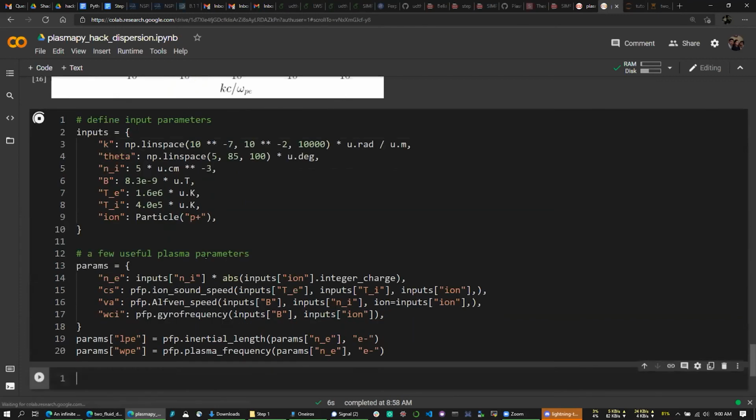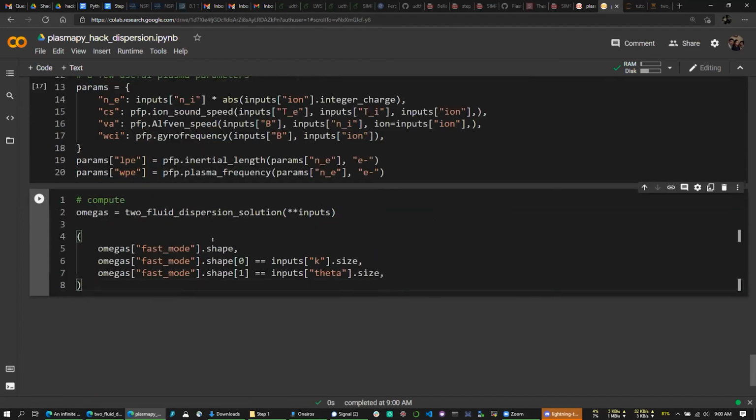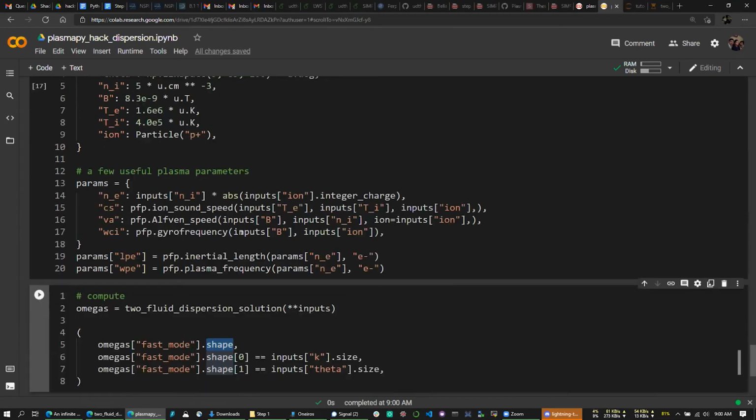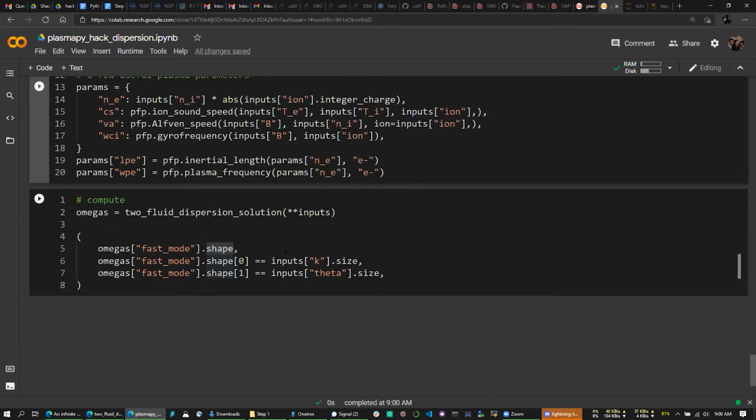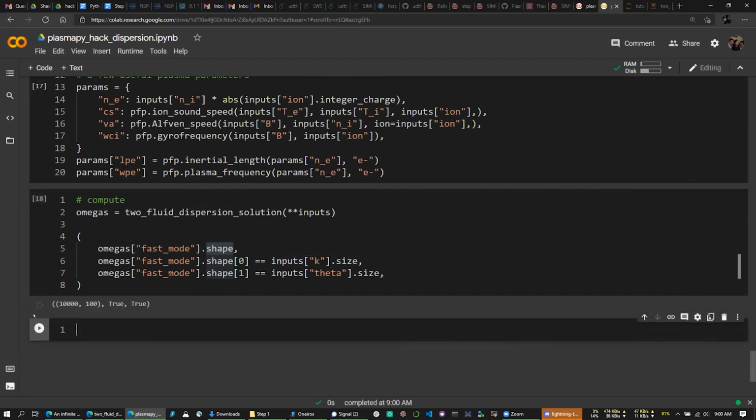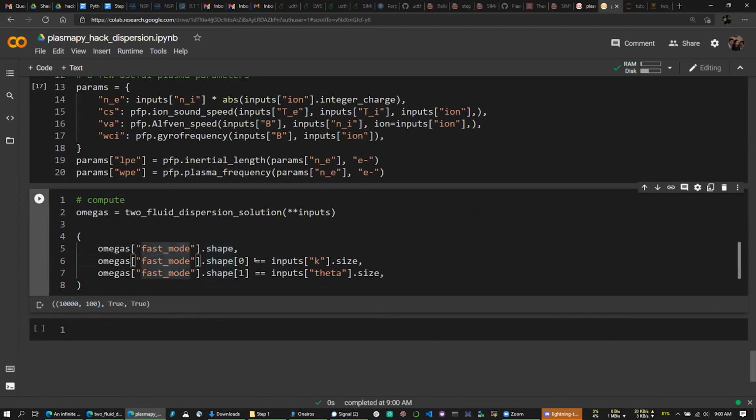Once we do that, we can compute omega similarly for these new inputs, and we'll look at what the shape is. This is 10,000 and this is 100. So we would expect the shape of fast mode to be 10,000 by 100 as well, which is what we are getting, right? It confirms that the shape of fast mode is the same as the input value of K, and the second component of the shape, which is 100, is the same as theta. So that's what we are confirming here. So great, our solution kind of works, right?